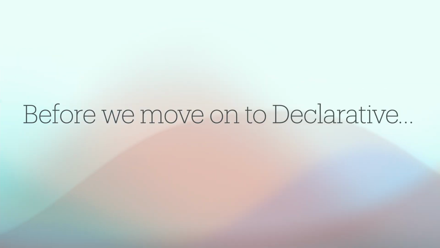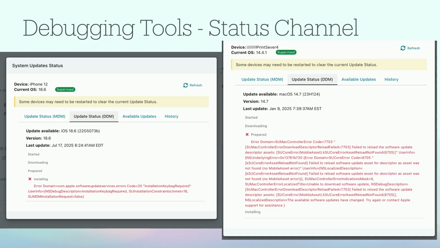Okay, before we move on to declarative, I don't want to belabor it, because status channels changed my life, literally. There's a couple things to think about with it. Here are two examples. One of them is the one I showed before, but the other one's an example from a customer environment where they were doing a macOS 14.4.1 to 14.7 install, and it was failing with an error saying, hey, try again. There was an issue with the update asset.